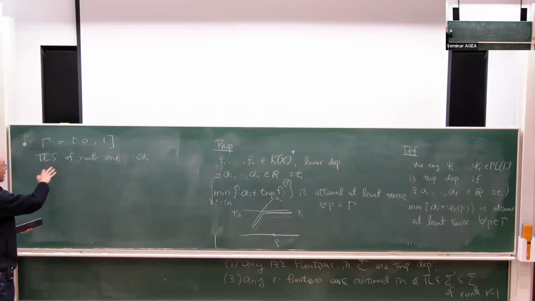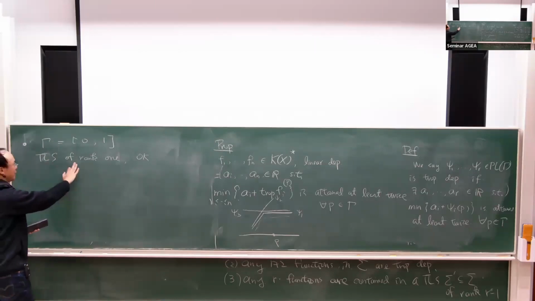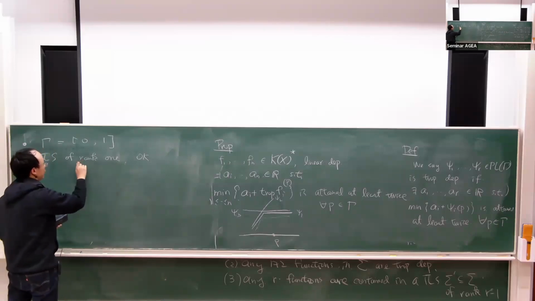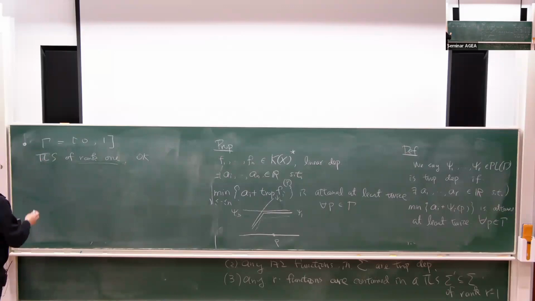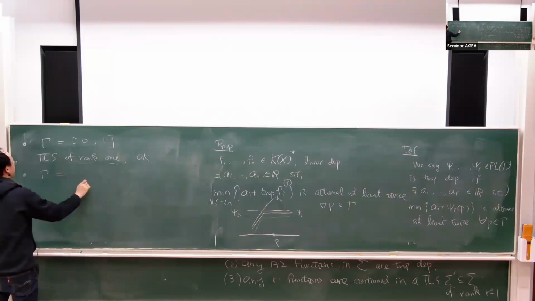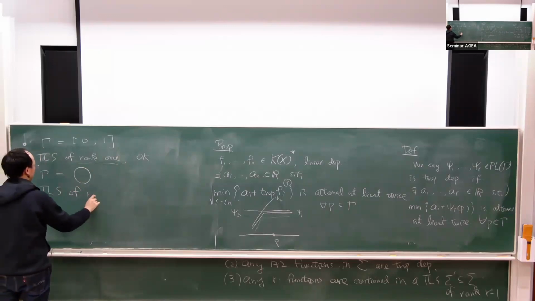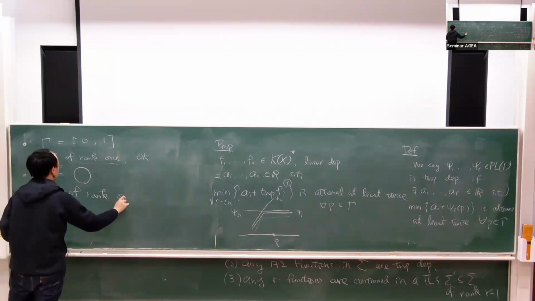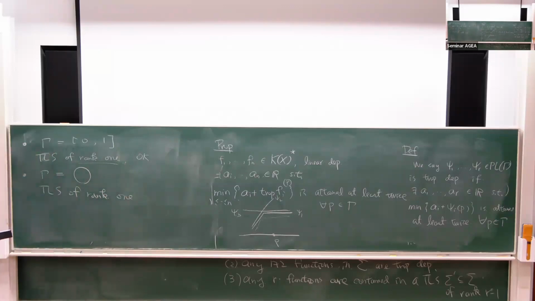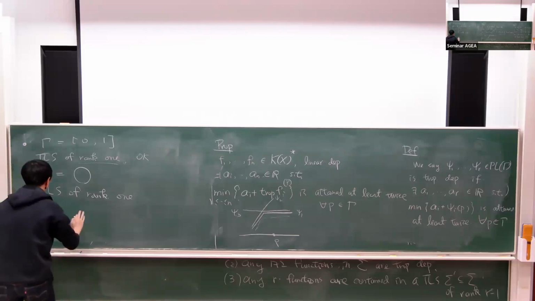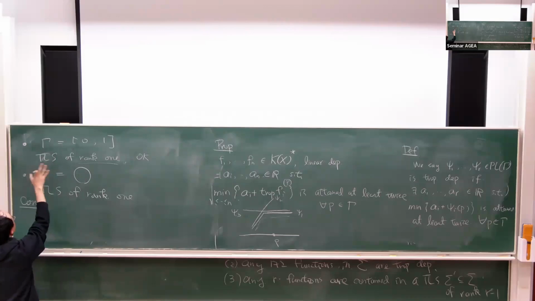For example, for some technical reason, we can only characterize every rank 1 tropical linear series on an interval, and also when gamma is a loop, we can characterize every tropical linear series of rank 1. And there are several other examples we can do, but let me say something about the ultimate conjecture.